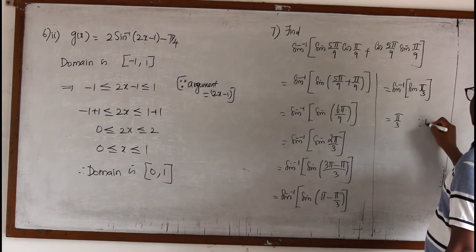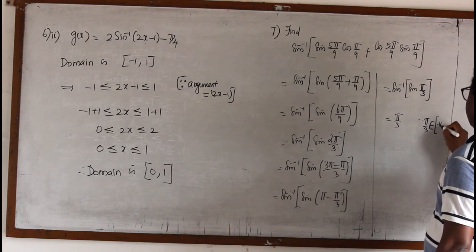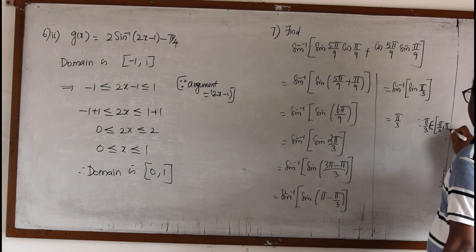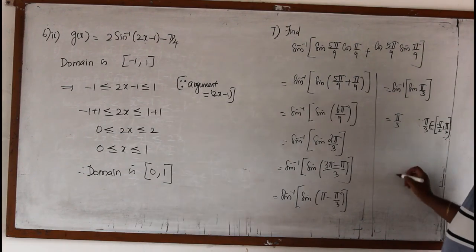This is the value because pi by 3 belongs to minus 90 to plus 90 degrees. With that, exercise 4.1 is over.